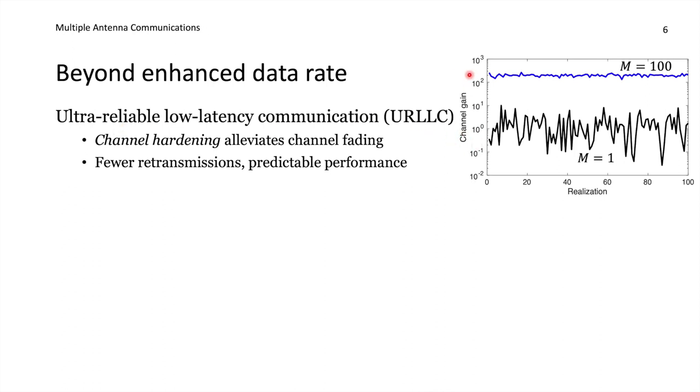Here I'm showing the channel gain for different random realizations of a channel. If you just look at one of the antennas, you have large variations. But if you take 100 antennas, all of them seeing this type of random fading realizations, but different ones, and then you apply your beamforming, the variations will average out, so you will improve the channel gain over your effective channel after beamforming, and you will also see smaller variations in the end. So if we are using multiple antennas, we will need fewer retransmissions, and we will get more predictable performance thanks to the channel hardening phenomenon.